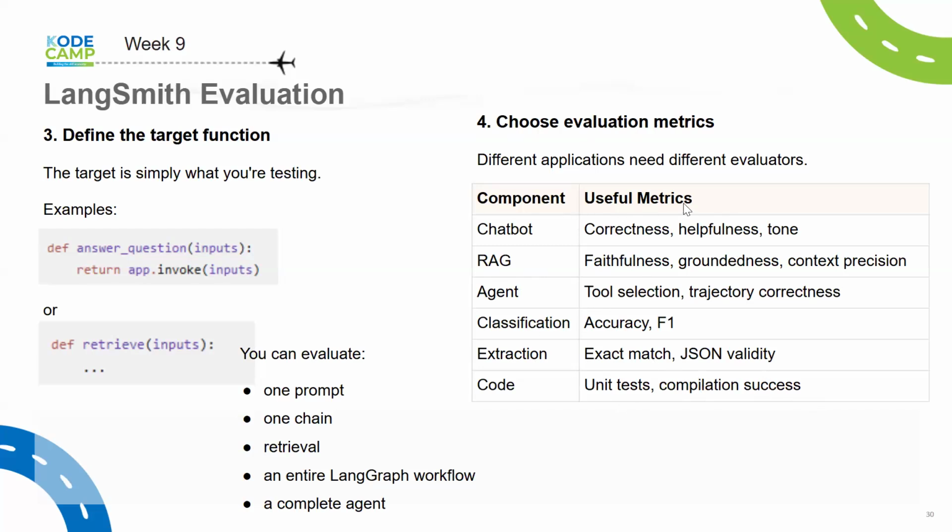Basically different applications have different evaluators. And you can see some of these evaluators are rule-based. You can actually write them, right? For example, unit tests, you know exactly what you're testing, compilation success, exact match, and so on. But some may require a bit of human judgment or even LLM judgment, right? For example, chatbot correctness, helpfulness, tone, faithfulness, groundedness of RAG, and so on.